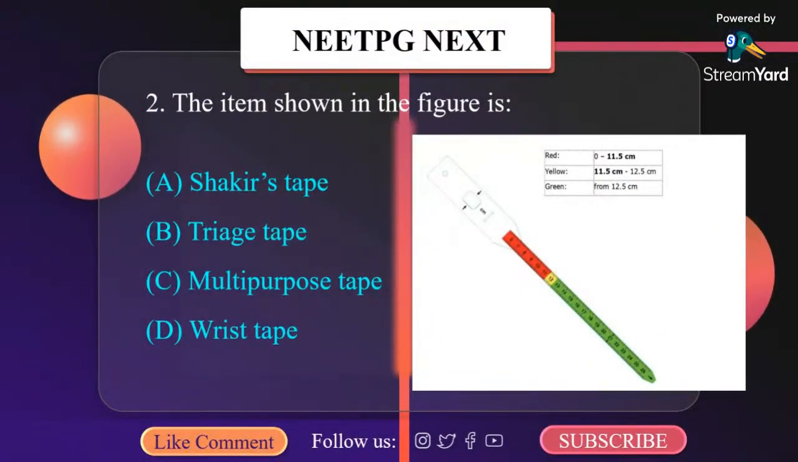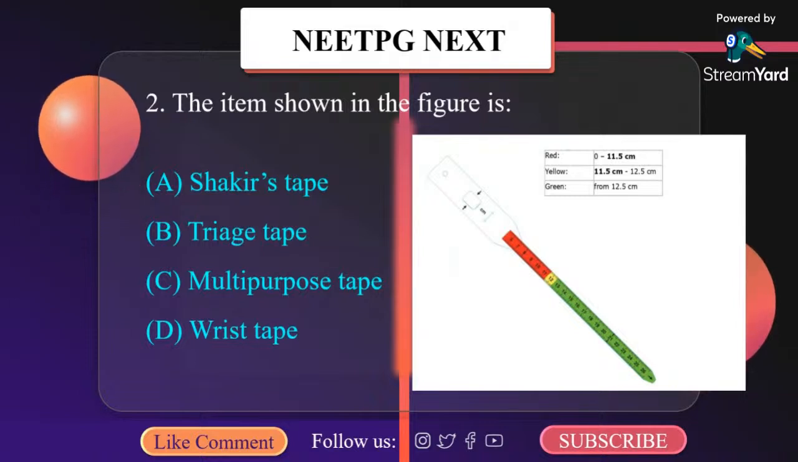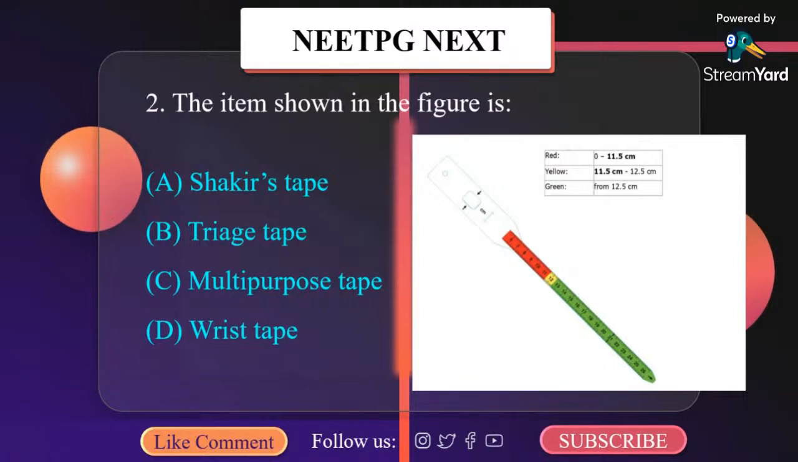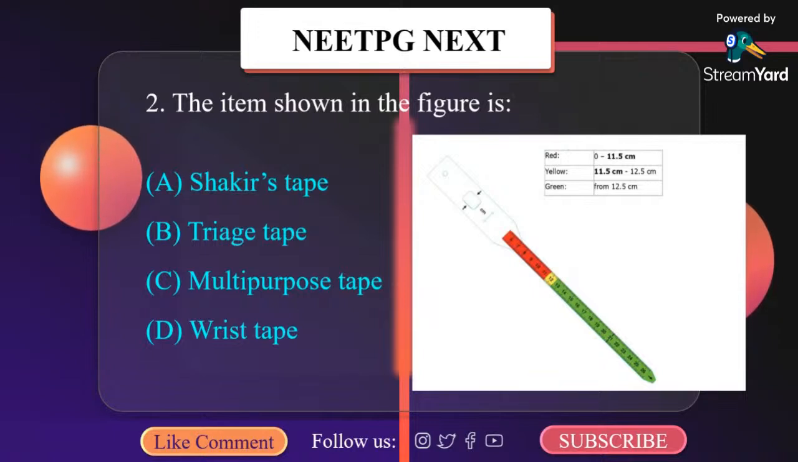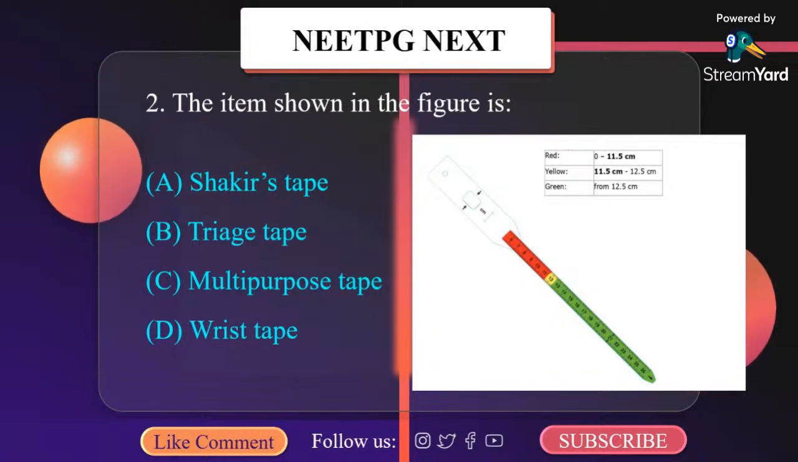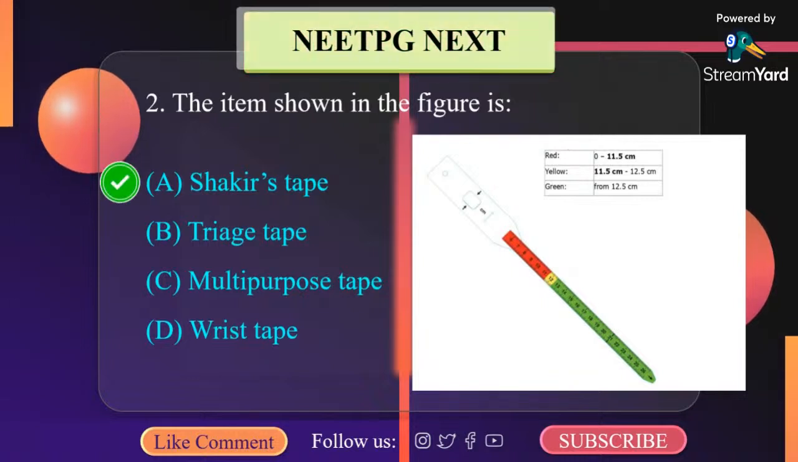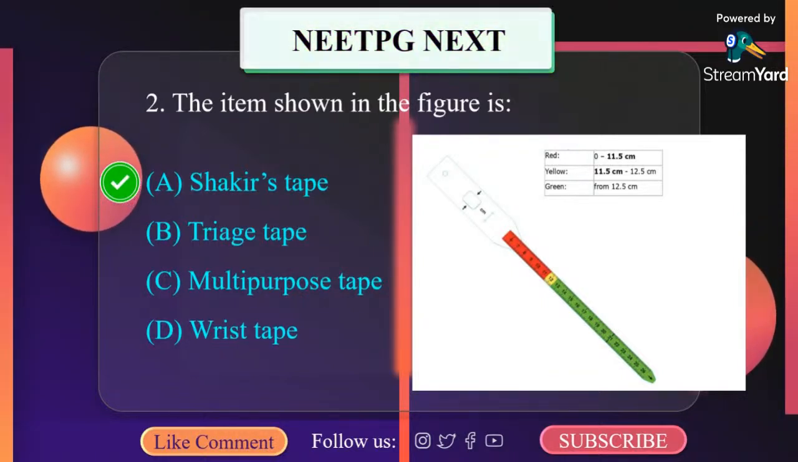The item shown in the figure, look at it very carefully, what is it? Well, the four options are A. Shakir's tape, B. Triage tape, C. Multipurpose tape, D. Wrist tape. Well, it is a Shakir tape. Here they have given red, yellow, and green. Yellow is 11.5 to 12.5 centimeter. Green is more than 12.5 centimeter, and red is less than 11.5 centimeter. So it is a Shakir's tape to measure the mid-upper arm circumference.